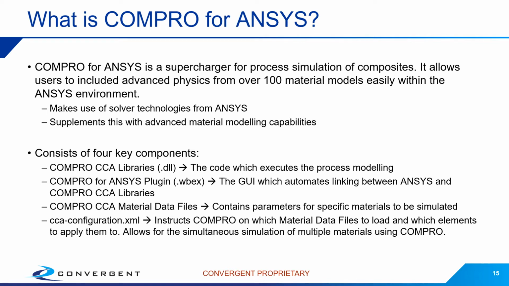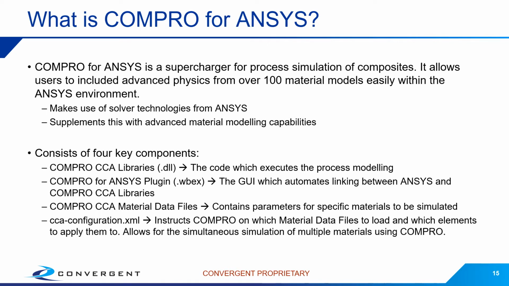The first is the Compro CCA libraries, the .dll files, which execute the process model. So this actually contains all of the material models and the mathematics and physics running in the background. These are installed for you when you run the Compro installer. The other item that you'll have to install through ANSYS is the Compro for ANSYS plugin, which is a .wbex file, workbench extension. And this is the graphical user interface, which automates the link between ANSYS and Compro CCA libraries. So this is actually what's going to pop up, and this is what you're going to interface with, is this plugin.